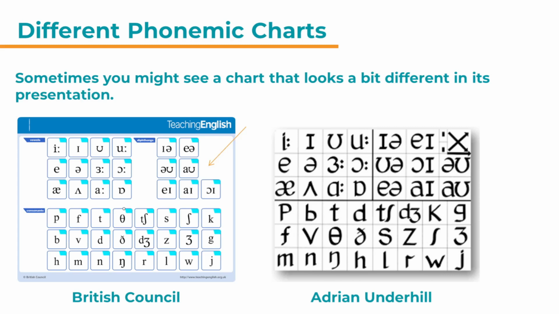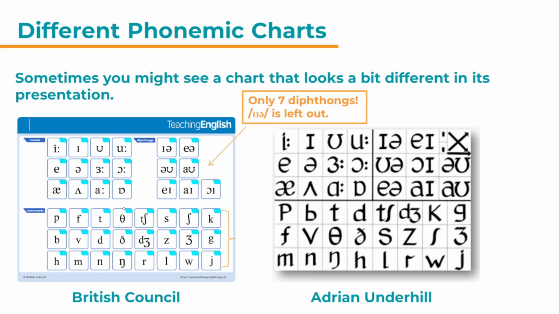So first of all, there is one diphthong missing, and there's a very different arrangement of consonant sounds from the Adrian Underhill chart. Now, in the British Council chart, we actually only have 7 diphthongs, not 8, because ur is left out. And I told you that already earlier, that very often a lot of the charts do not include ur, and they just use different ways of transcribing that sound sequence.